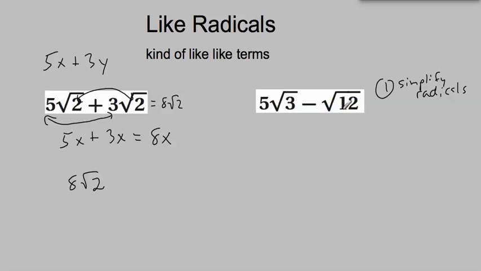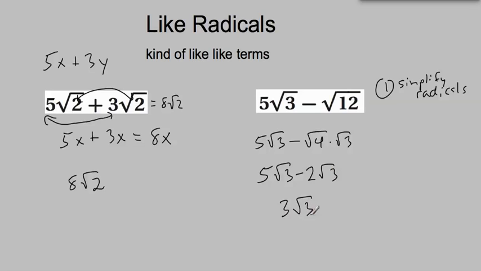Remember, we can rewrite this as 5 root 3. There's no more perfect square factors in here. But what about root 12? Root 4 times root 3, right? So I could write it as 5 root 3 minus 2 root 3. And now I have like radicals. Root 3 here and a root 3 here. I just subtract my coefficients. And I get 3 root 3. All right, so like radicals, almost exactly like terms, I have to have the same radical in order to be able to add or subtract them. But we need to make sure that they are all simplified before we make that determination.